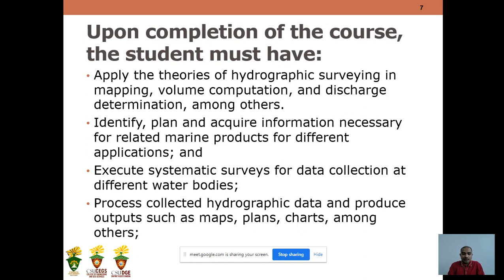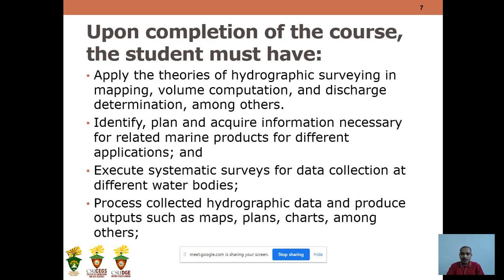Next is to execute systematic surveys for data collection at different water bodies. So we will experience different situations, like for example, we are going to measure or have fieldwork on streams. The others, if there are rivers near where you live, we can conduct laboratory exercises with that. Next, and the last student outcome, is to process the collected hydrographic data and produce outputs such as maps, plans, charts, and among others.